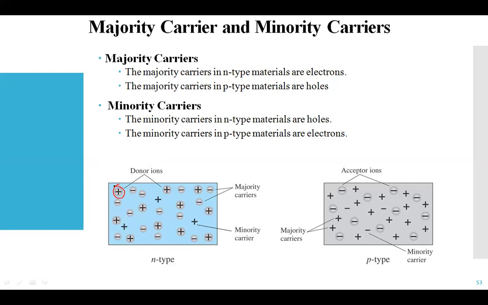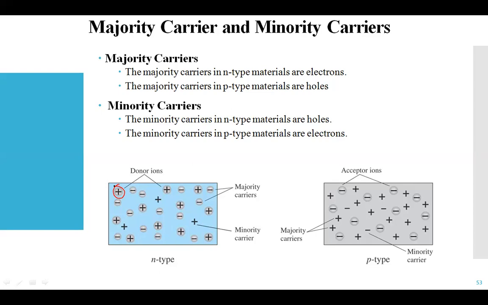Similarly, you can see in the other diagram for the p-type structure, the minority carrier is the electron and the majority carrier is the holes, and in that case the acceptor ions are there. So these two things you have to remember. In p-type materials, the acceptor ions are there. There will be fewer electrons, the minority carriers.